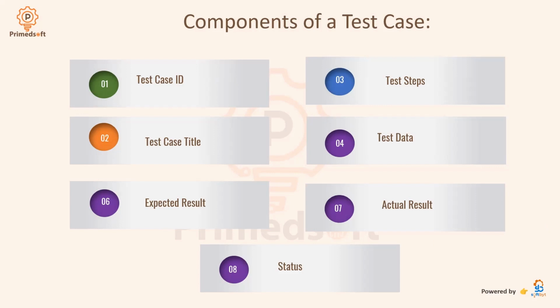And what is an expected result? We've all thought through expected results over and over again. So the expected result is the anticipated outcome or behavior of the system after test steps are executed. So when you have executed those test steps, what is the outcome that you are anticipating or the behavior that you're anticipating? That is what expected result is, right?